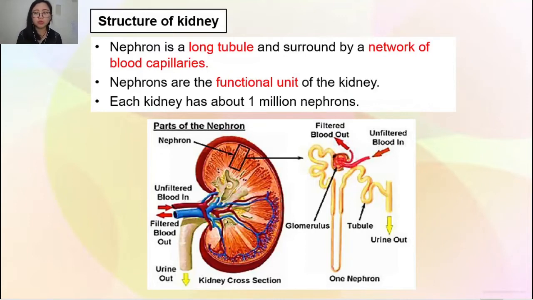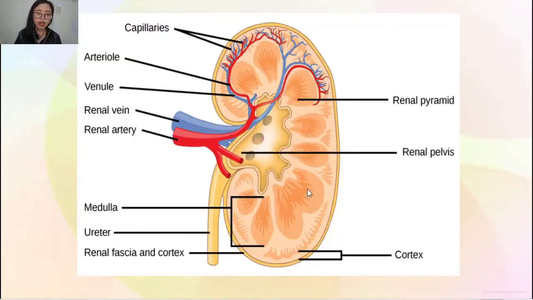A nephron is a long tubule and it is surrounded by a network of blood capillaries. It is the functional unit of the kidney. Functional unit means inilah benda yang buat kerja dalam kita punya buah pinggang. This tube thingy is what makes the pee. So each kidney will have about 1 million of these teeny tiny tubules. Once again, this is the structure, and you will also have a lot of blood vessels that go into the cortex and the medulla of the kidneys.